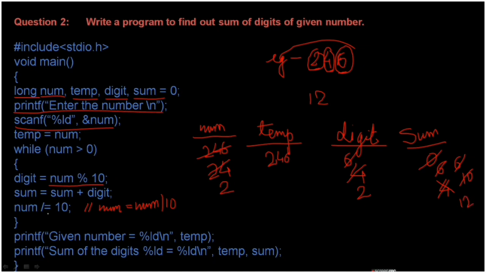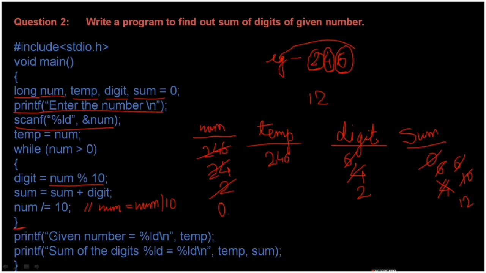Now num divided by 10. So this divided by 10 will give you something like 0 point something. Okay, so now it is 0. Because we are doing the integer division, num is an integer. We had taken everything to be an integer, long integer. That's why we will take only the 0, not the decimal parts. So 0 is greater than 0? This is false. So it comes out of this loop.